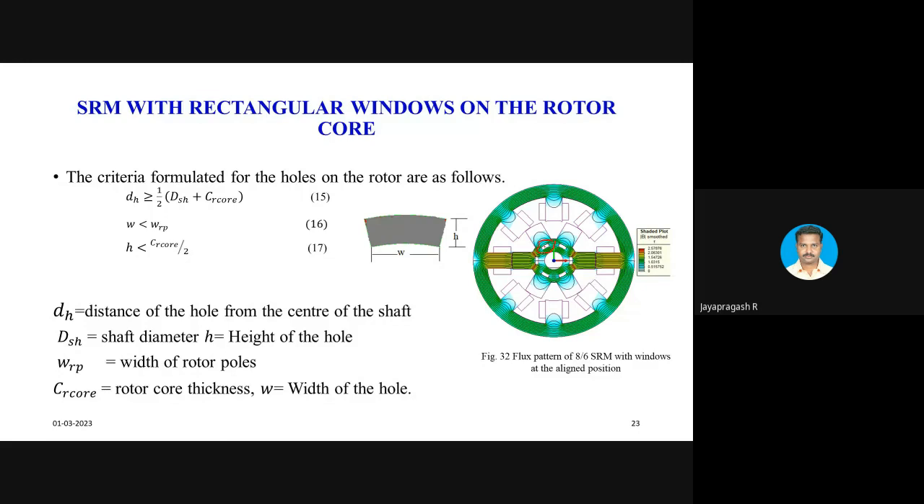But it's not very easy to fix a window. The core should not get saturated, right? So we have to formulate the constraints.